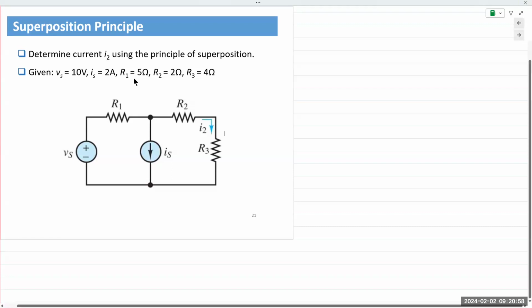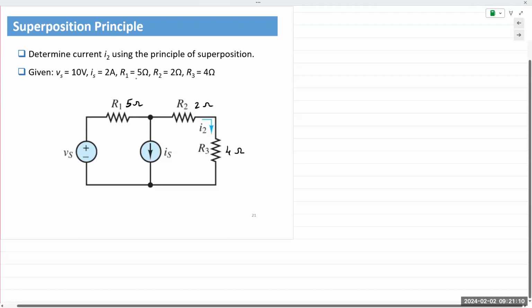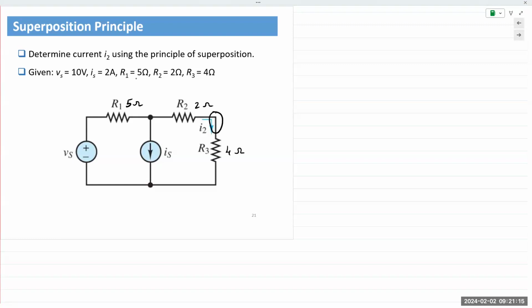So circuit setup: R1 is 5 ohms, R2 is 2 ohms, R3 is 4 ohms. I2 is coming down from the top between R2 and R3. R3 and R2 are in series. They're connected by one junction right here at the top right corner of the circuit. We could possibly reduce it by combining R2 and R3 together, but for now, I'll just leave it as it is. Current source IS is 2 amps and VS is 10 volts.